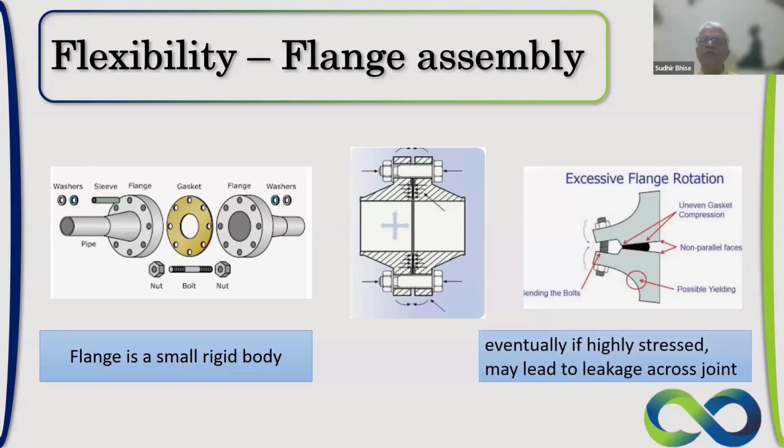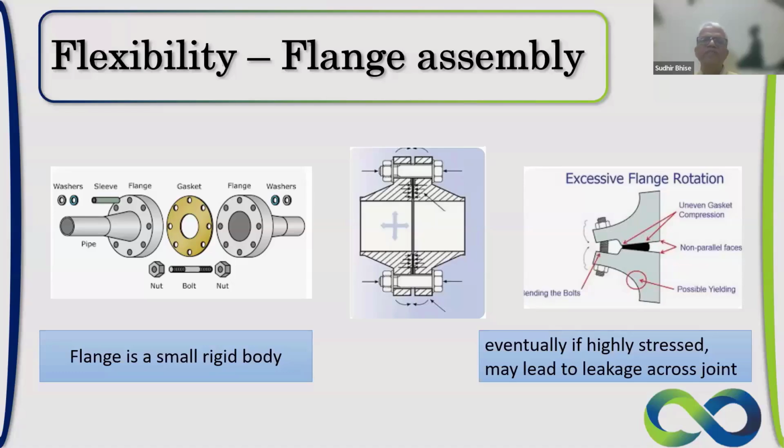But the advantage is that they are very small in size in terms of the length along the piping system. So their effect will be felt, but it is going to be a very nominal effect in the system. But the disadvantage is that if the systems are highly stressed, then as you can see on the right-hand side, the flange connection may give way.